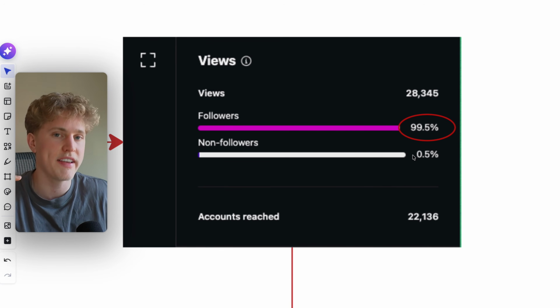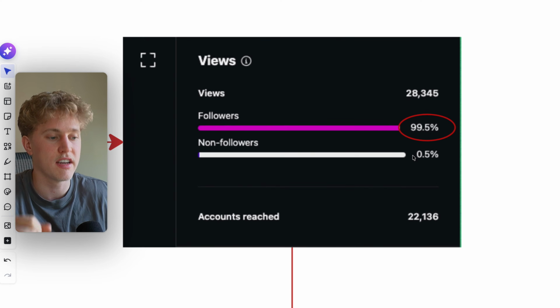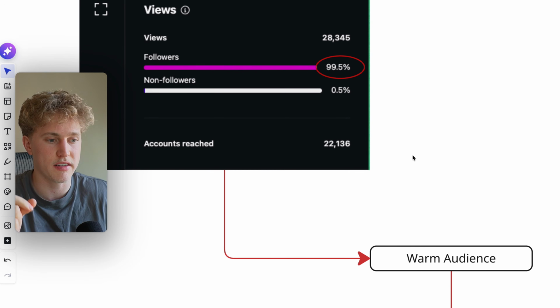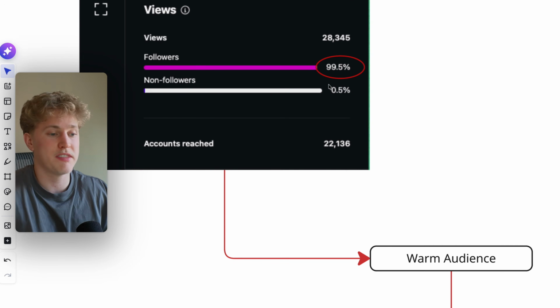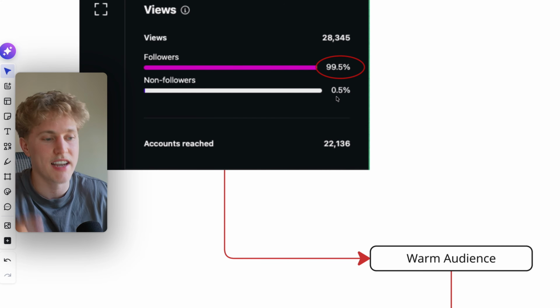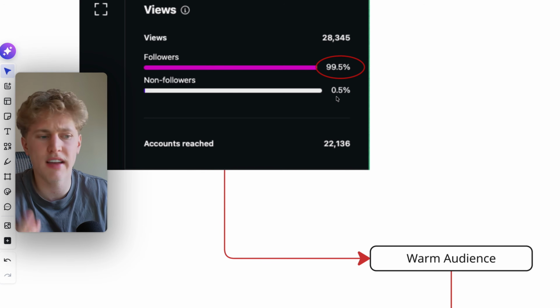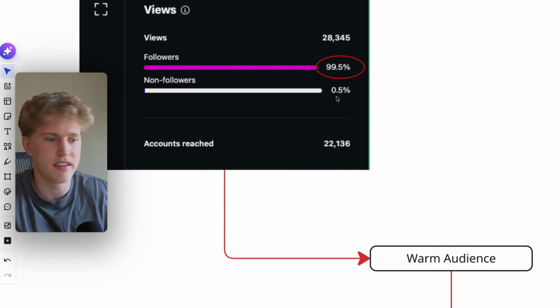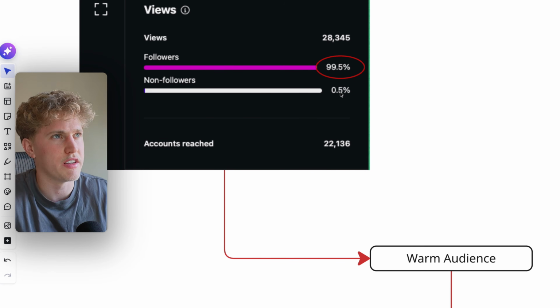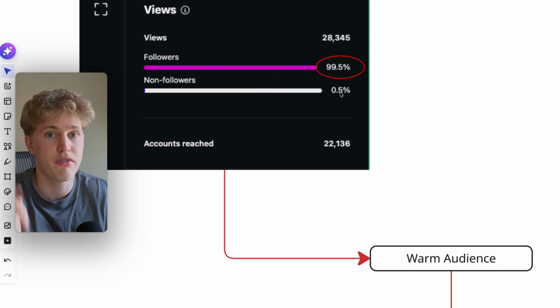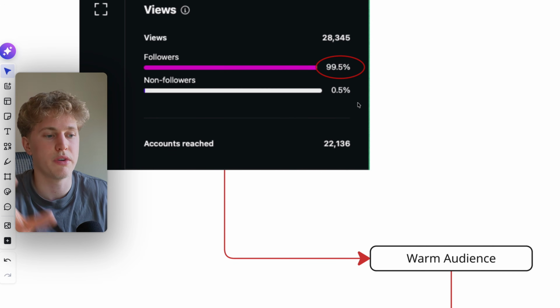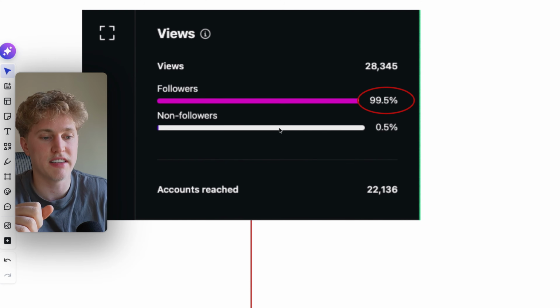Now, why is story post such a good example of this? Because story posts contain a warm audience. Very, very rarely, 0.5 to a couple percent of your story viewers will actually not be your followers. And they would have found your story because someone shared it to them, or I don't even know how you find a story if you're not following someone. I suppose someone clicked on your profile and they clicked on a story. These are from non-followers. I want to ideally advertise to these people, these followers.